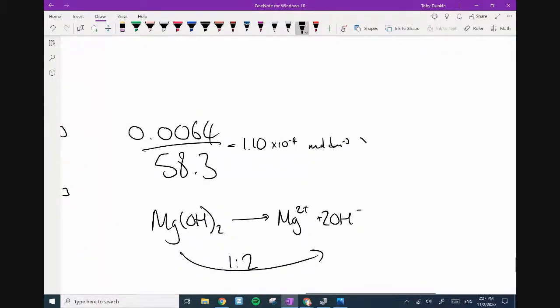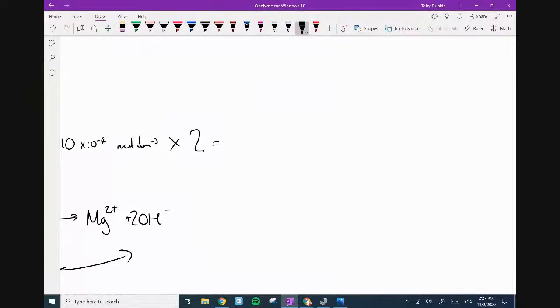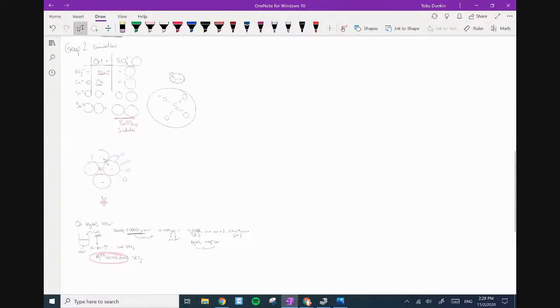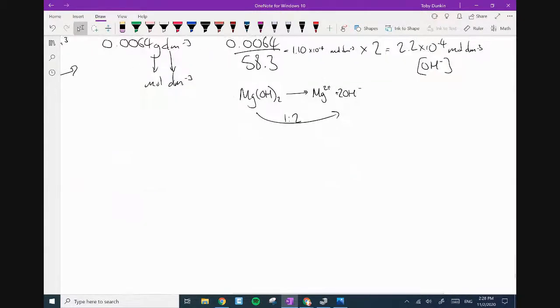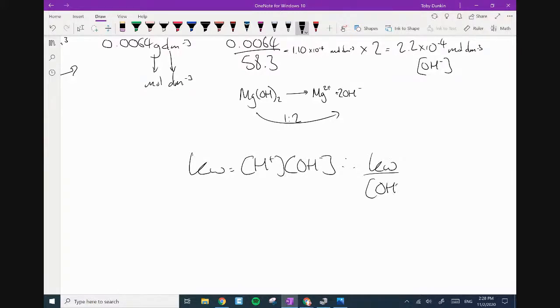So I'm going to multiply this number by 2. That times by 2, 2.2 times 10 to the minus 4 moles per dm cubed OH minus ions. Amazing. Right, let's run it through Kw. Kw equals H plus multiplied by OH minus. Therefore, Kw divided by OH minus gives me H plus.